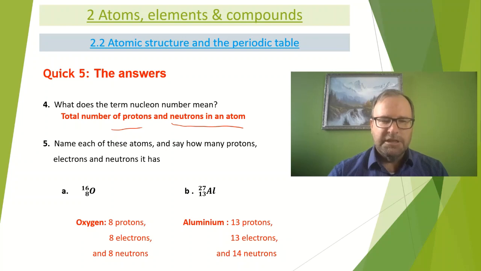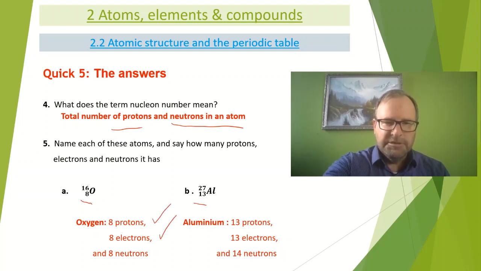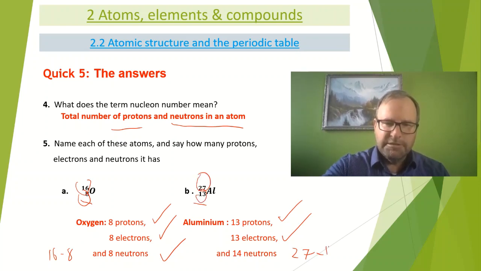Question 5, here that is your proton number, so we can work out 8 protons, 8 electrons, then we just do the large number, take away the small number, 16 take away 8, which gives us 8 neutrons. Here again, knowing the rules, 13 protons for a neutral atom, therefore that's also equal to the number of electrons. And then we work out the large number, which is 27 here, that's the nucleon number, take away the proton number, take away 13, and we get 14 neutrons in the nucleus.